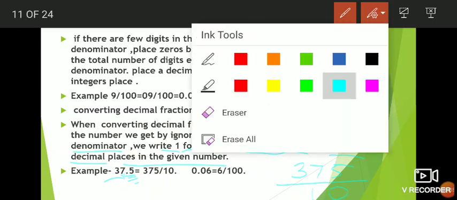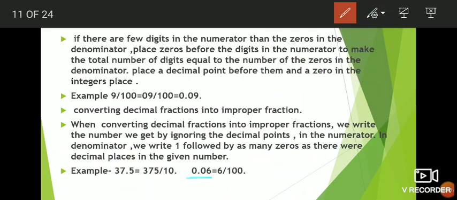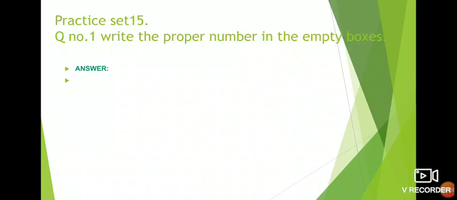Okay, now here in the second example, see here 0.06 is there. Okay, so here ignore the decimal point. After decimal point, how many digits are there? 2 digits are there. So after 1 we have to write the 2 zeros, that is 6 upon 100. Correct? No, this second one is very easy, no students? We can write it very easily. Okay, now we will see the practice set 15, which is based on this one.